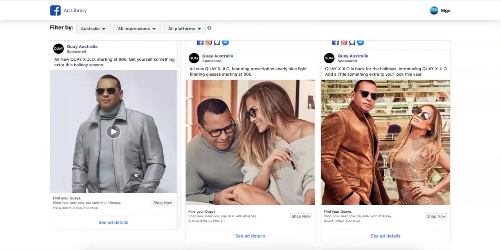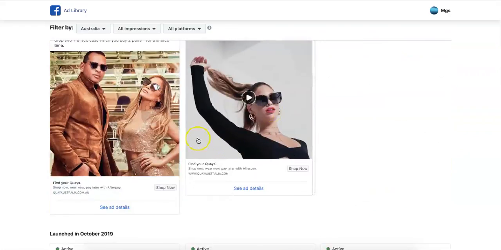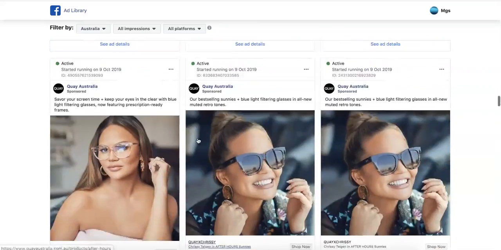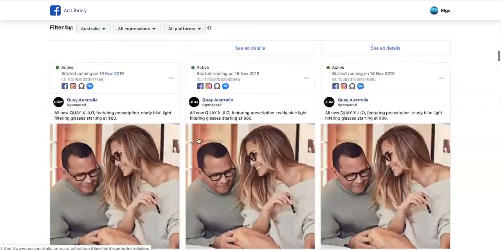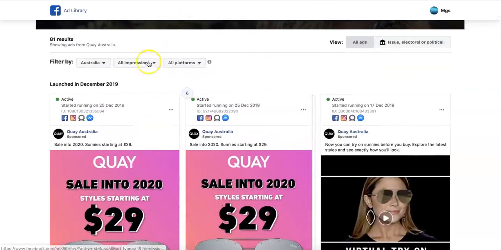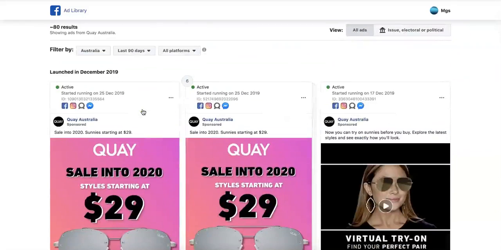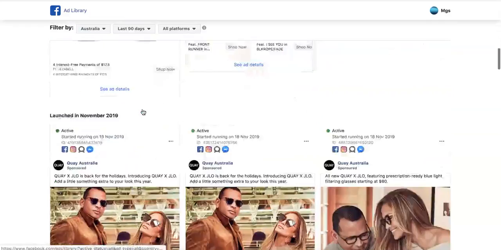Keep looking. They're all pretty much the same type of sunglasses, the round aviator ones. So what I'd be doing if I was running a sunglasses store, I'd be looking at these type of products and I'd be looking to run these type of ads. Also, what you can do as well is go to all impressions, go over to the last 90 days, and you can see ads that have been set up in the last 90 days.